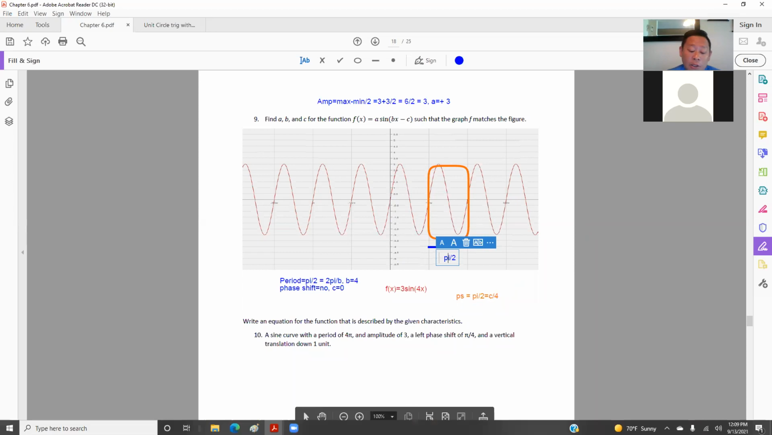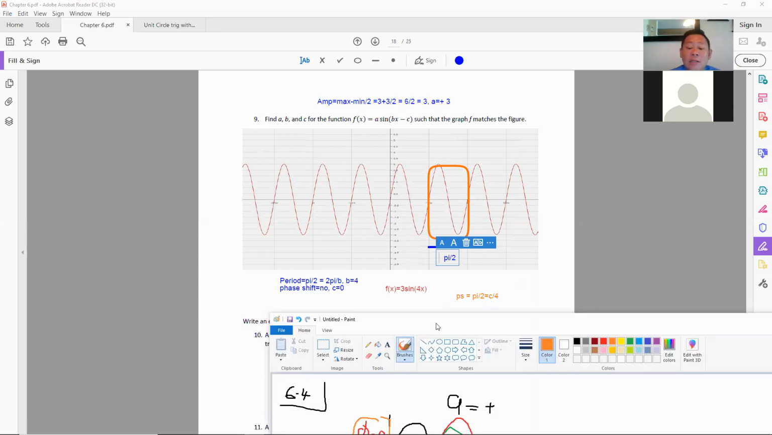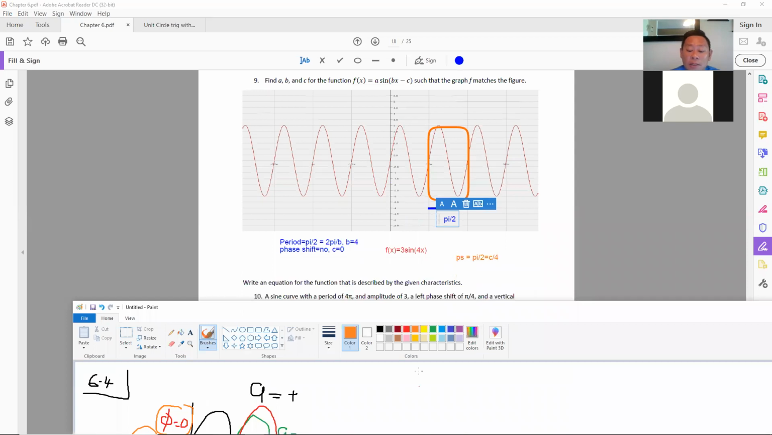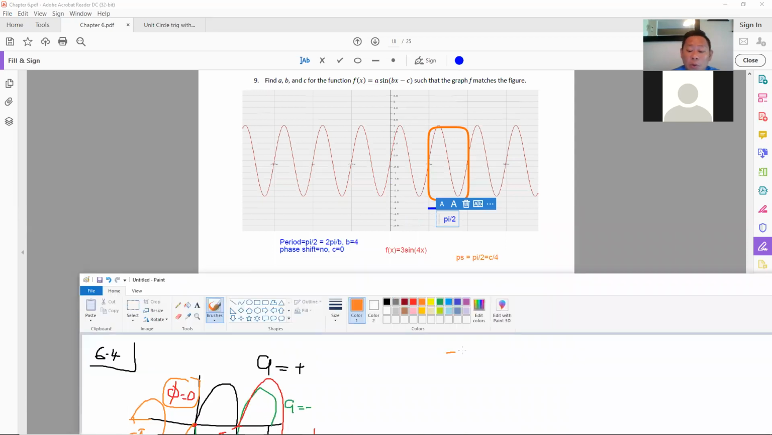Then if you got into this, let's say you're doing this question, then you need to solve for C in this case. So you will do pi over 2 equals C over 4. In order for us to solve for C, I multiply both sides by 4. So C in this case is 2 pi.